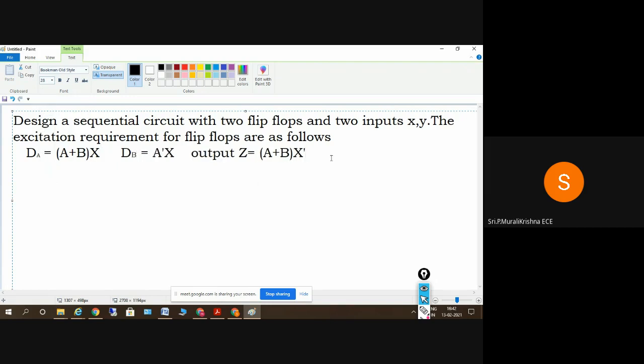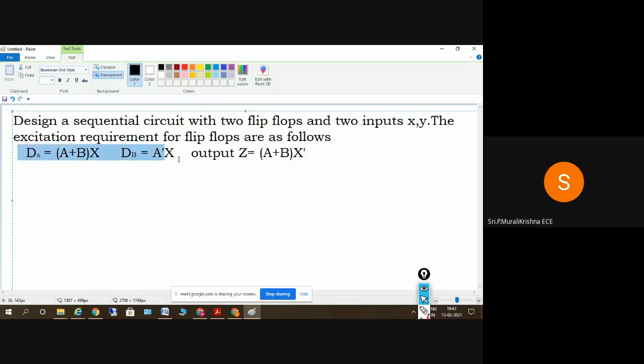There is a problem given here. We have to design the circuit with two flip flops. We have two flip flops and two inputs X and Y. Even though they're given as X and Y, we don't have any Y input used here. First of all, we are given a problem here.